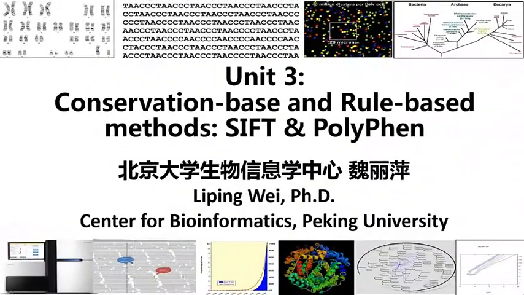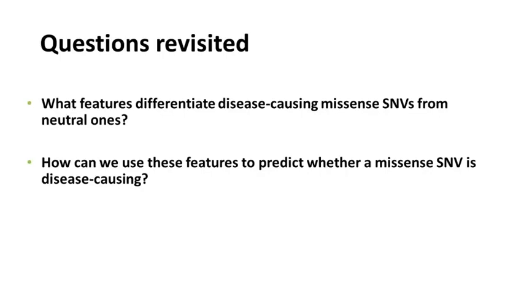In Unit 3, let's look at two very important methods. Let's first review the questions again. What features differentiate disease-causing missense SNVs from the neutral ones? How can we use these features to predict whether a missense SNV is disease-causing or not?